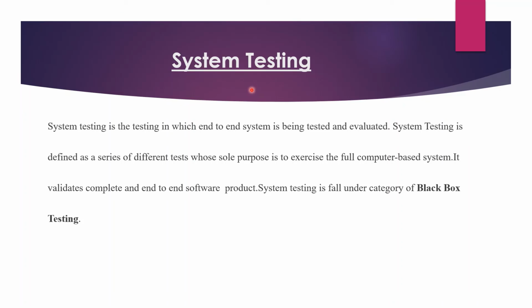System testing is the complete testing which is done by the domain expert, and it is the testing used to check the installation and all the stuff that the software application comes with. So system testing is the testing in which the end-to-end system is tested and evaluated. It is defined as a series of different tests whose sole purpose is to exercise the full computer-based system. It validates the complete and end-to-end software product. But in this, no internal details or structure of code is necessary. So system testing falls under the category of black box testing.